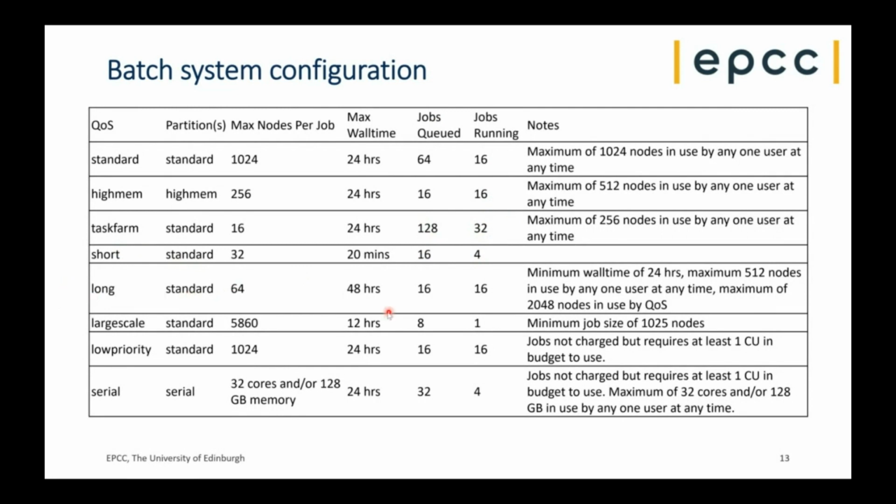And then there is a long queue for people who want to run for longer than 24 hours. So we can run up to 48 hours. I notice this is slightly wrong here. That should be 512. So there is a 48-hour queue as well, and you have to specify it as a long queue. Let me just, whilst I remember that, fix that mistake in my slides. Pretty sure that should be 512.